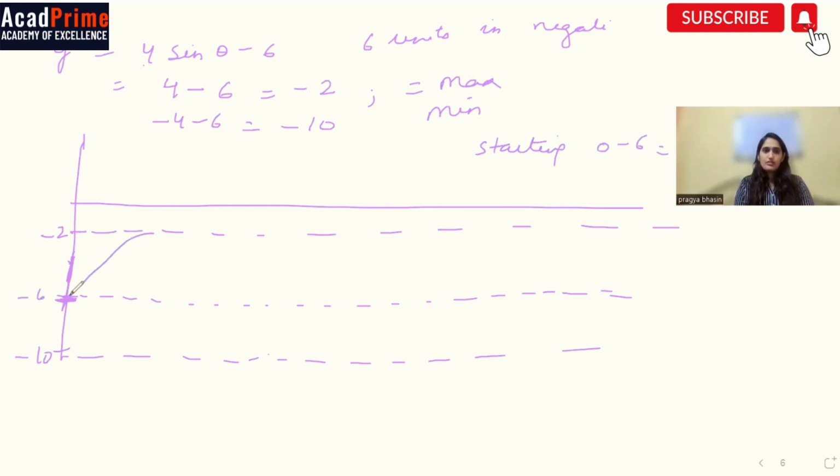So how will the wave be going on? This way, right? So this is my 4 sine theta minus 6. Now the question for you, just draw the wave minus 4 sine theta minus 6. Since it's a negative sign, it will be flipped. And since it is minus 6, it will be shifted 6 units downward.